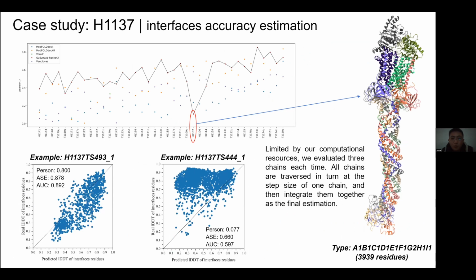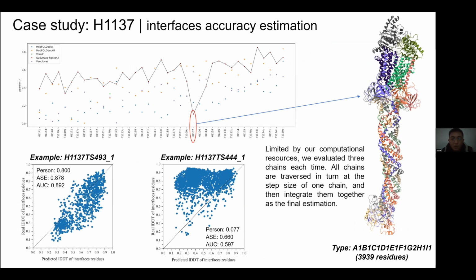On target H1137, we have poor performance. This target has 10 chains and about 4,000 residues. Limited by our computational resources, we evaluated 3 chains each time. Our chains are traversed in turn at the step size of 1 chain, and then we integrate them together as the final estimation. This may lose important inter-monomer information and is the main cause of the poor performance.